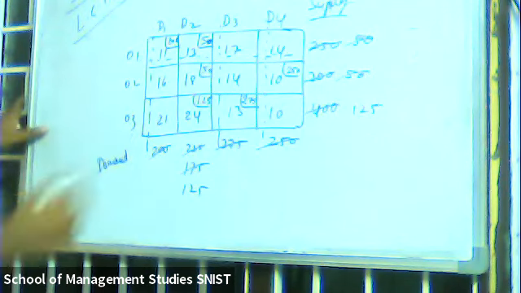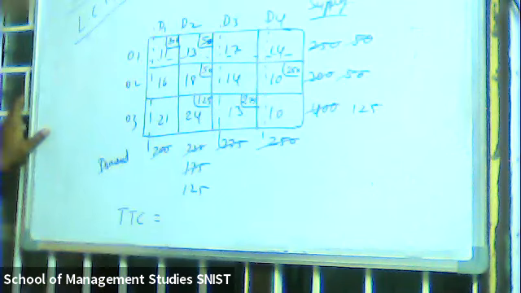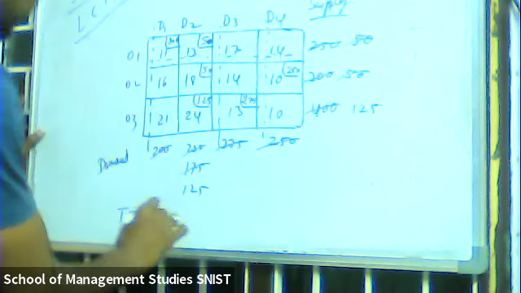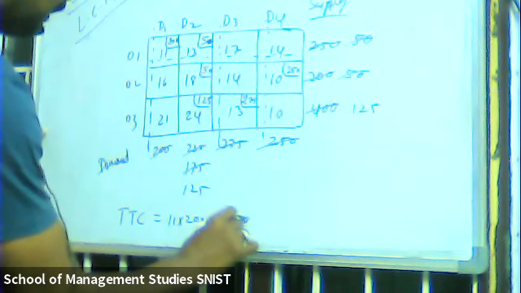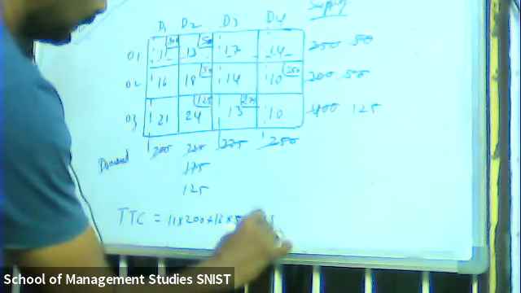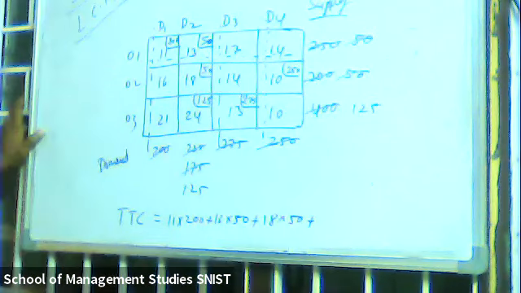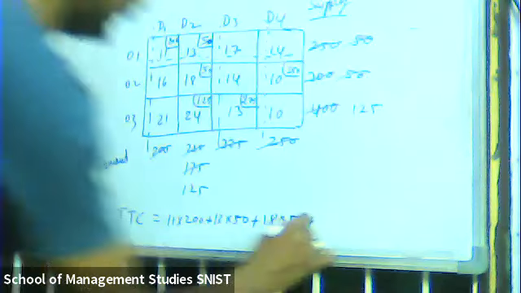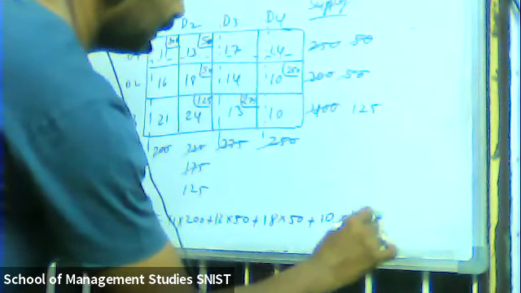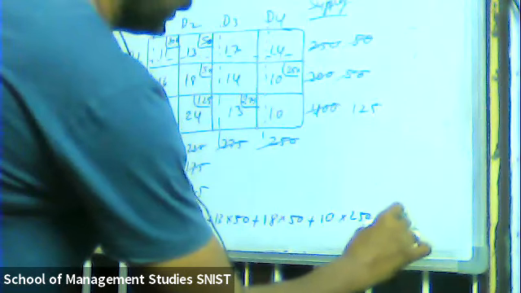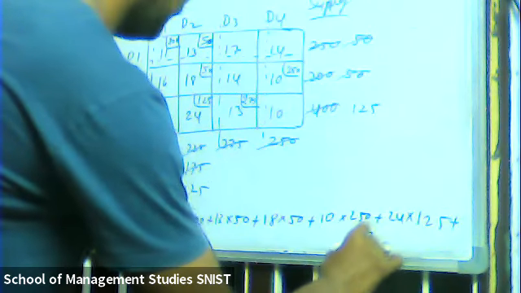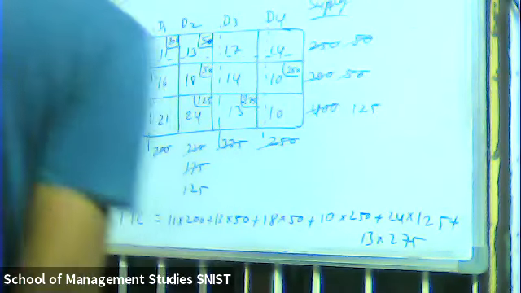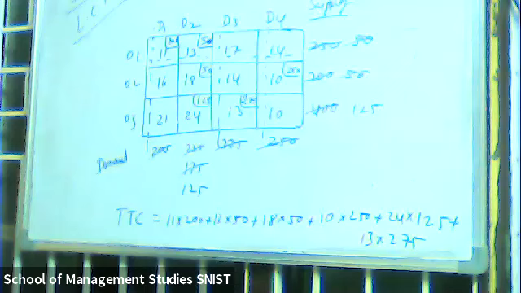Now same thing, total transportation cost. So we are going to calculate total transportation cost, which is 11 into 200 plus 13 into 50 plus 18 into 50. Those who have a calculator, please calculate and tell me the answer. 10 into 250 plus 24 into 125 plus 13 into 275. Is it 12,825?